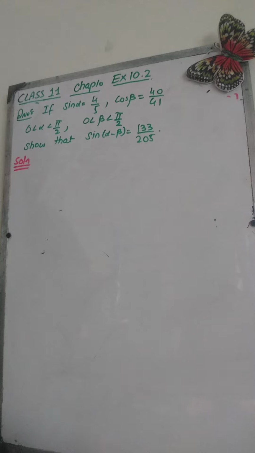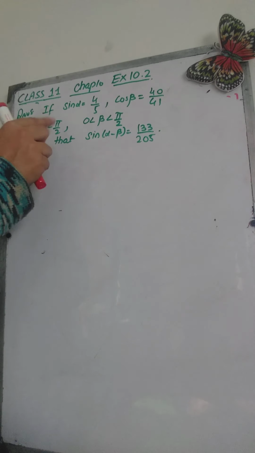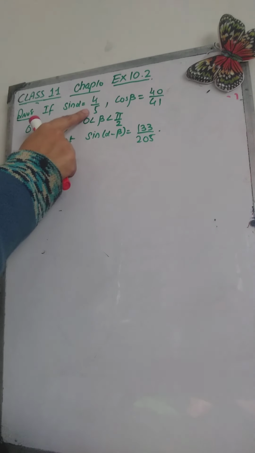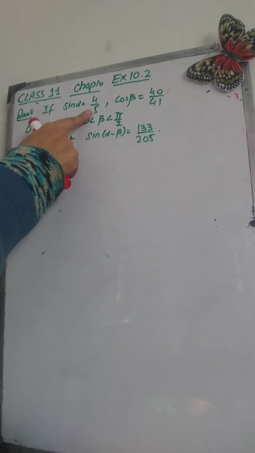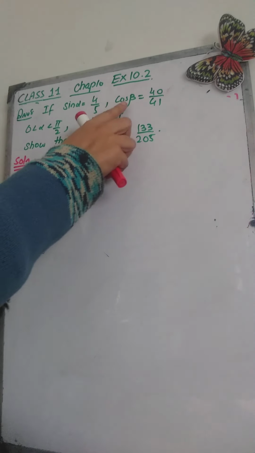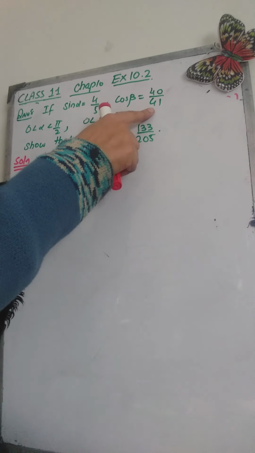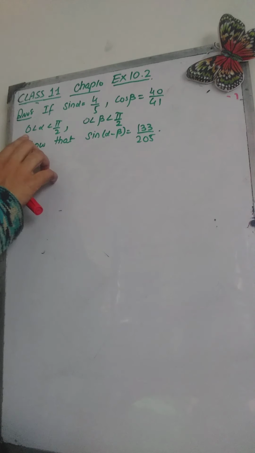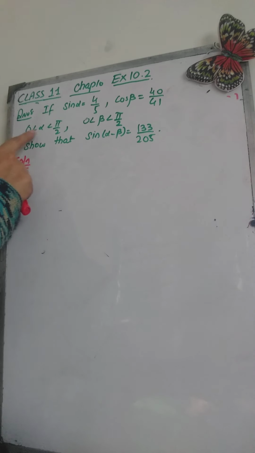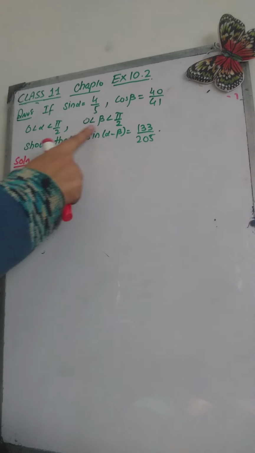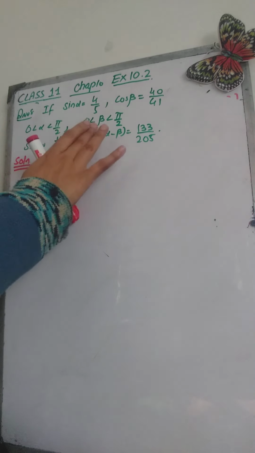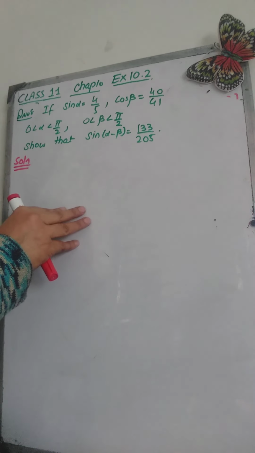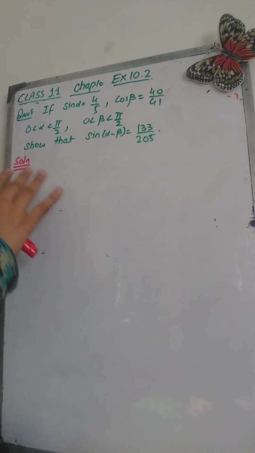Now let's move to the next question, question number 8. In this it is given that sine alpha is equal to 4 over 5. So we have an angle alpha and its sine is given to us to be equal to 4 over 5, and cos of beta is equal to 40 over 41. It is given that alpha lies between 0 and pi by 2. It means this will be in the first quadrant. Beta also lies between 0 and pi by 2, means 0 and 90. So alpha and beta both are in the first quadrant, therefore their sine and cosines will be positive.